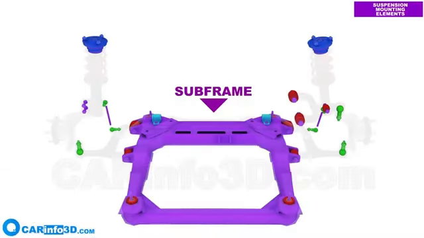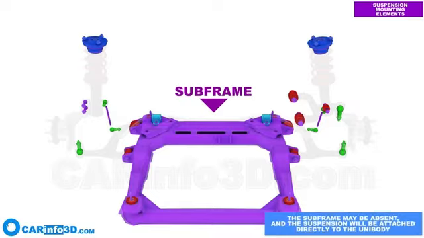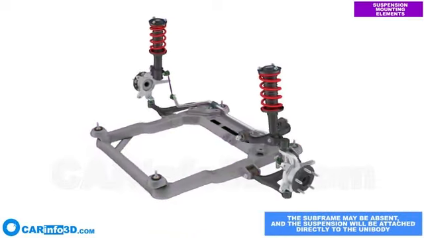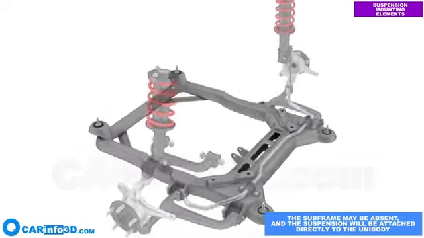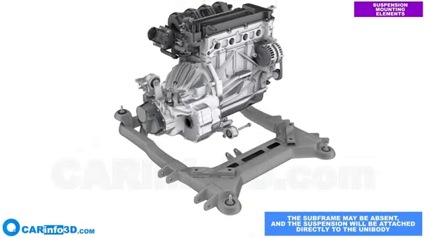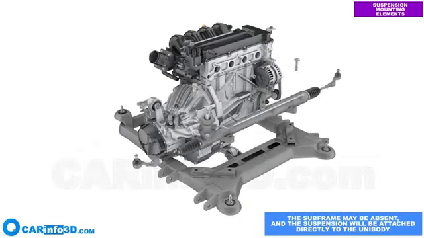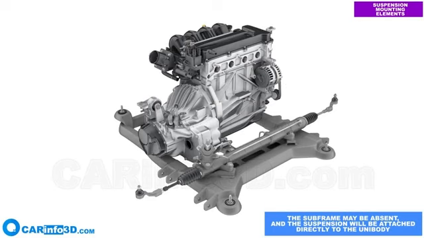Subframe. The subframe is a rigid frame that serves as a support for some suspension parts. It can be mounted on both the front and rear axle. It can also be used as a support for the engine, transmission, steering mechanism, and other systems. In the absence of a subframe, the suspension is attached directly to the body.